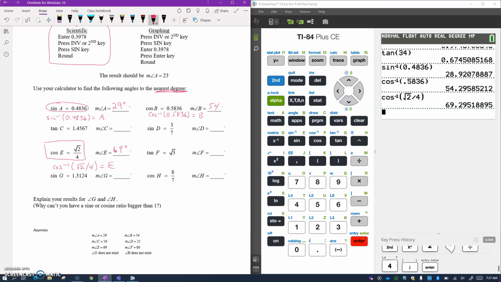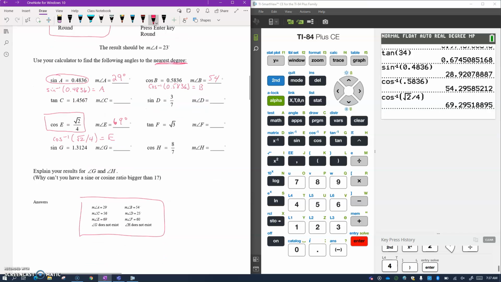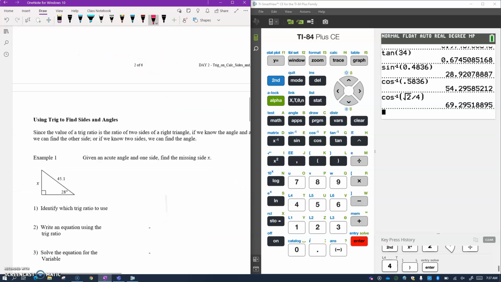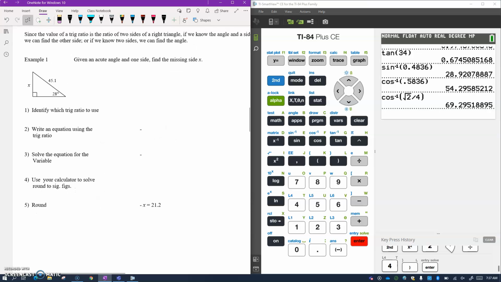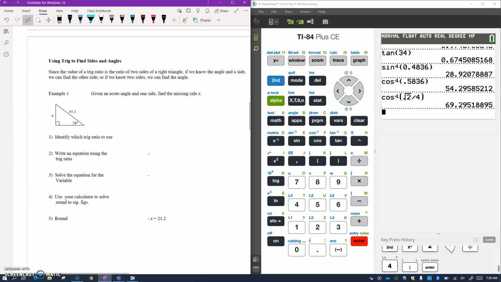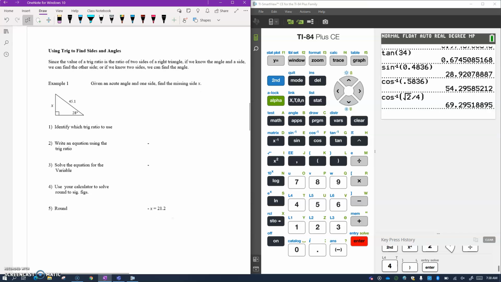All right, now you can try the others on these first 2 pages and make sure they match with the answers down here at the bottom. And that'll give you a quick summary of how to do the calculator work that we're going to use when we get to the next problems. All right, and the next problems are really the heart of the section. We're going to either be solving for a side or we're going to be solving for an angle.